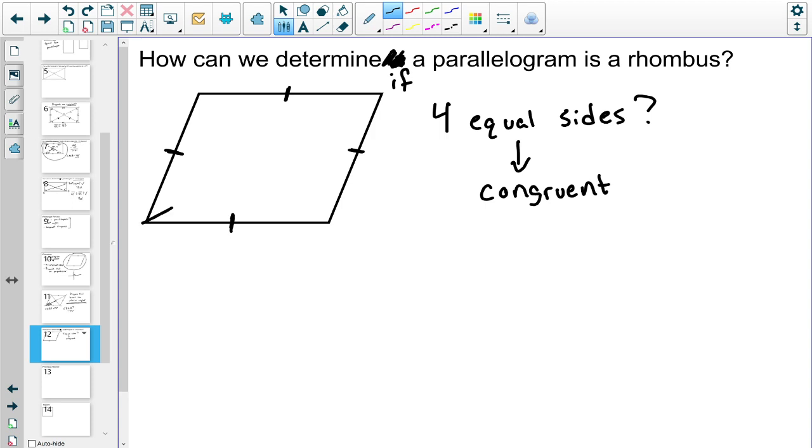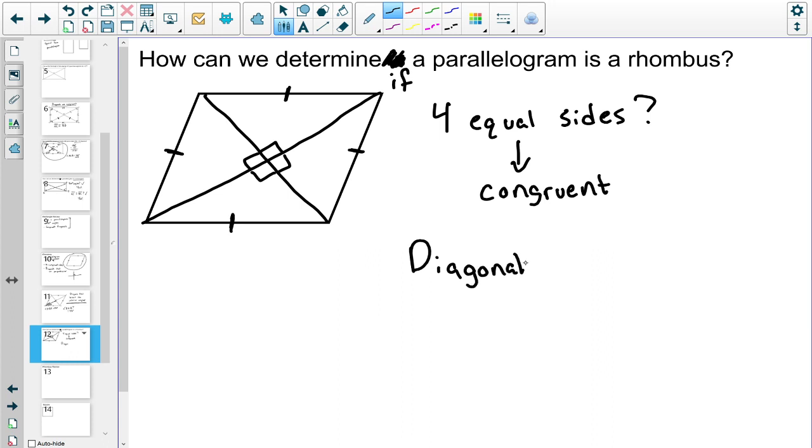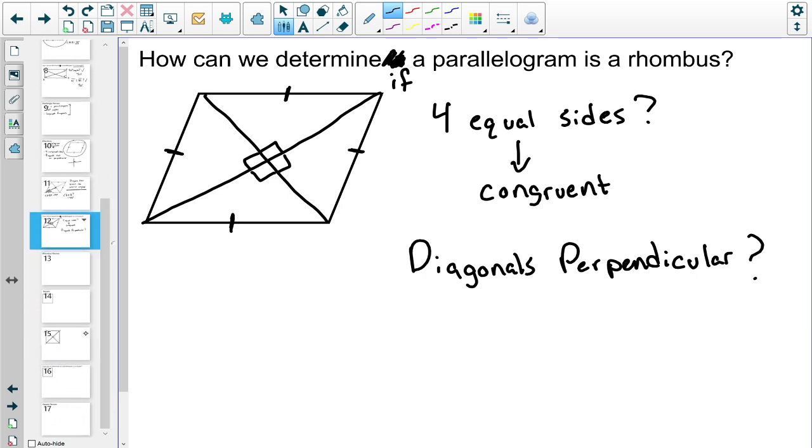Other things, we have these diagonals. Those are actually better than the ones I drew before. And we see that those diagonals meet at a 90-degree angle. In other words, they are perpendicular. So if the diagonals are perpendicular, then yes, we can say that it is, in fact, a rhombus.